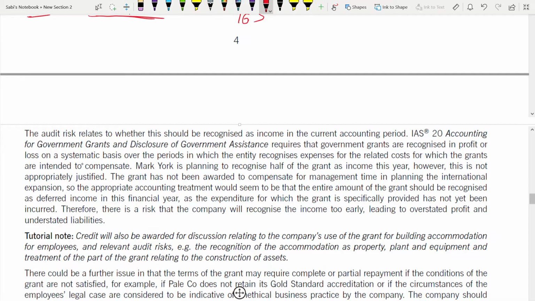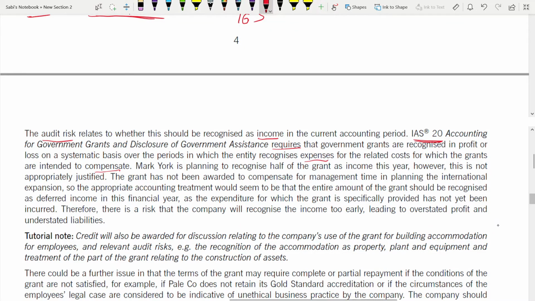The audit risk relates to whether they should be recognized as income in the current accounting period. That's what the audit risk relates to. So which standard are you using for government grant? IAS 20, okay, IAS 20. So you have to make sure that you use that standard. You have to say that according to this standard, how you actually have to recognize the income and the expenses. So IAS 20 requires that government grants are recognized in profit or loss on a systematic basis over the period in which the entity recognizes expenses for the related costs for which the grants are intended to compensate.